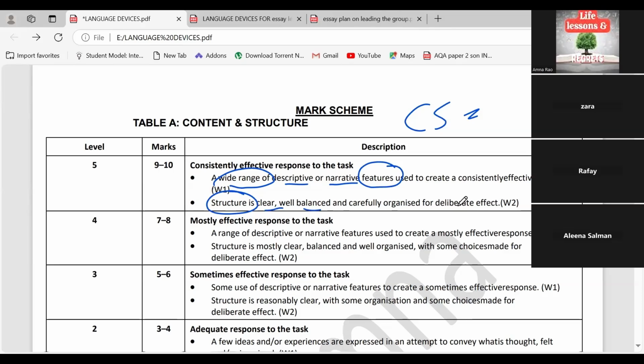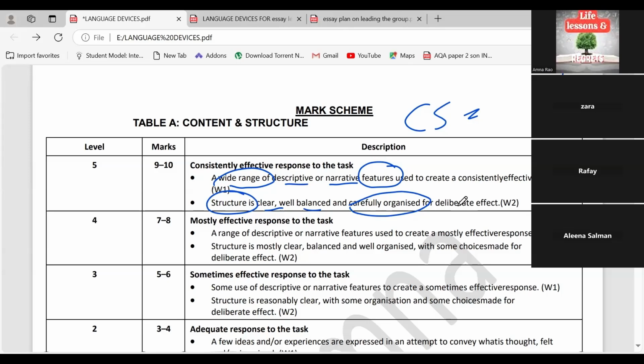Well balanced means do not overdo anything. Sometimes I've seen students start their story with the description of the setting, and the whole paragraph they go on describing the weather, and that's it. So you are overdoing this thing. You have included a lot of weather description, which is not really needed, right? When you're describing a character, sometimes I see students devote one whole paragraph to the description of character. So beta, that is where you are losing the balance of the narrative. Don't do that. Make it balanced and carefully organized for deliberate effect. That means the effect that you're trying to create, how you want to focus on the essay topic. So make it focused on the topic. Do not go off the track, right?